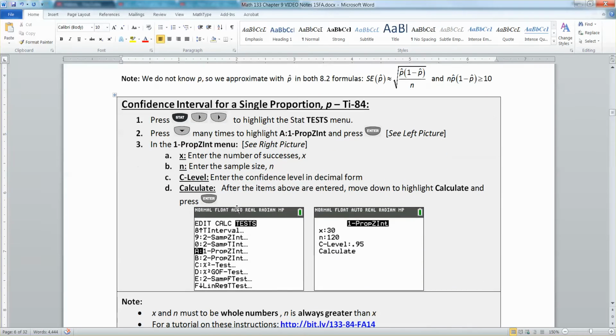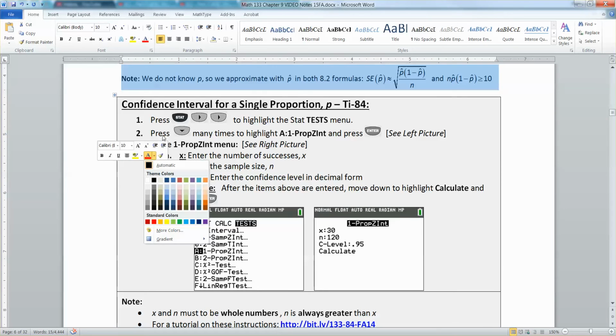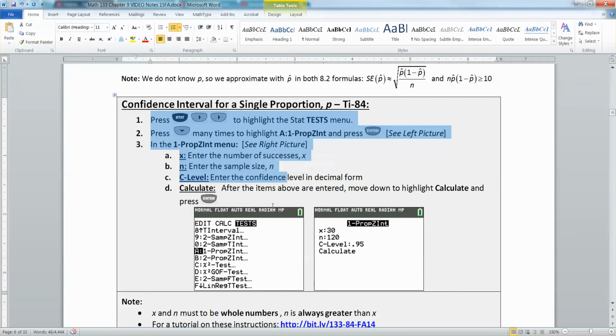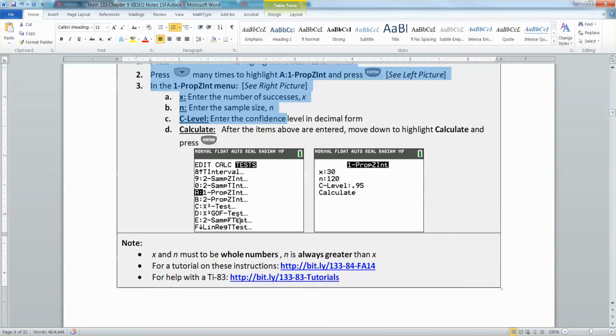Now you can use your calculator to find all of this confidence interval stuff, and we're actually going to do that as we do some problems. So this is just for reference for later.